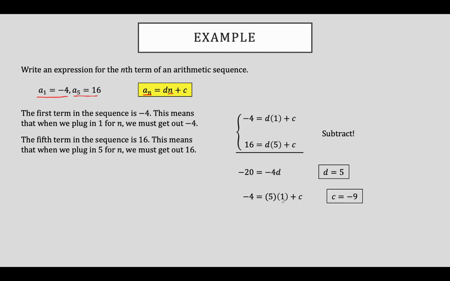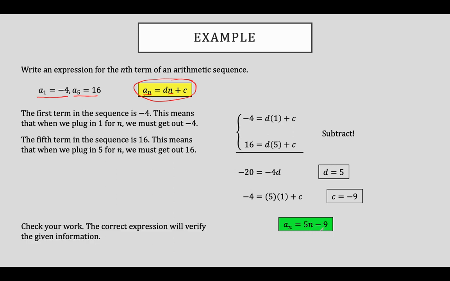Therefore, c is equal to -9. And once we have d and c, we can back substitute them into our standard form for an arithmetic sequence, giving us our final answer, a subscript n is equal to 5n minus 9. Notice we're always going to have an a sub n, that's our output, and we're always going to have an n, that's our input. All right, and we can check our work.